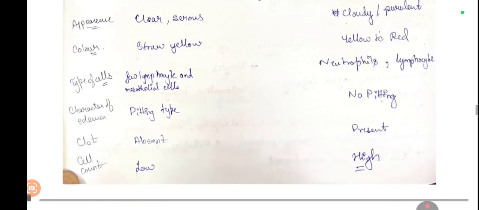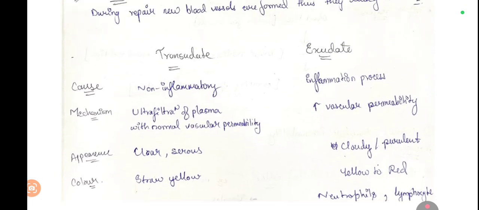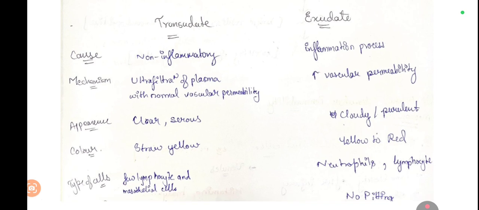So there is a difference between transudate and exudate. The cause of transudate is non-inflammatory. Exudate is an inflammatory process. The mechanism of transudate is ultrafiltration of plasma with normal vascular permeability. In exudate, there is increased vascular permeability. The appearance of transudate is clear and serous. The appearance of exudate is cloudy, purulent. The color of transudate is straw yellow, and exudate is red to yellow.